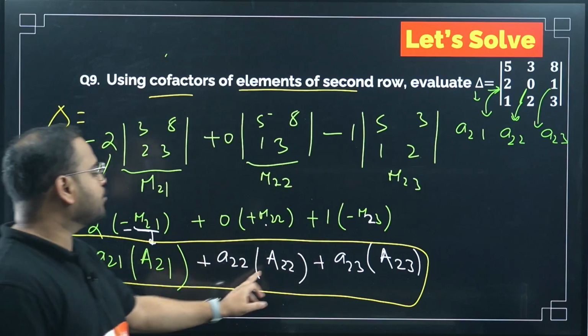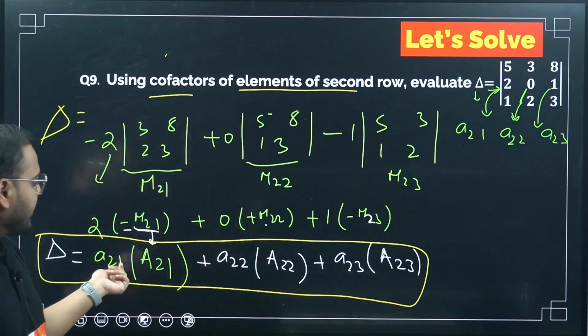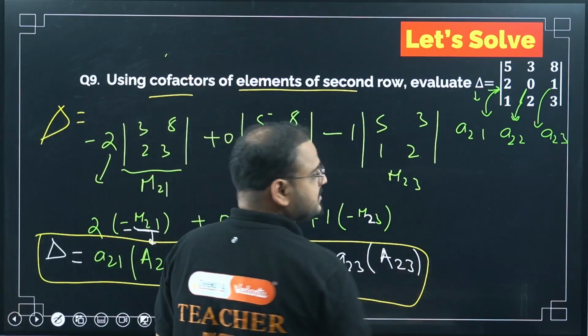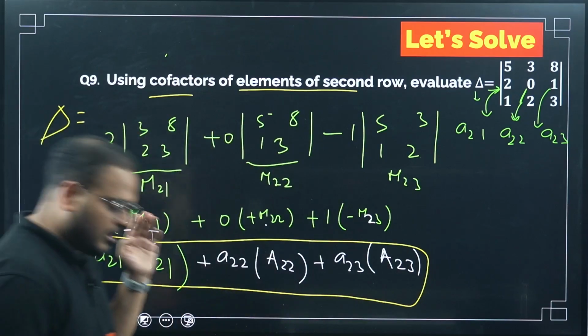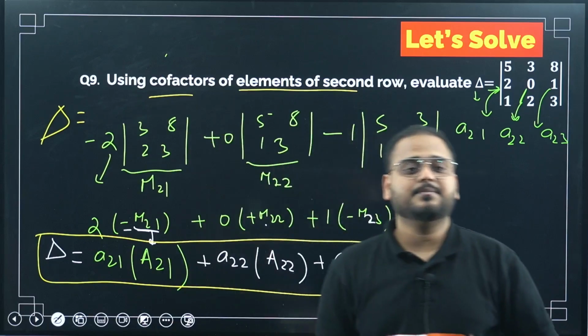A21 with A21, A22 with A22, A23 with A23, the elements and their cofactors. If you take any other way around, the determinant will come as 0. You have to always take the respective elements and the cofactors. This is simple. Okay, now let's solve the question at hand.